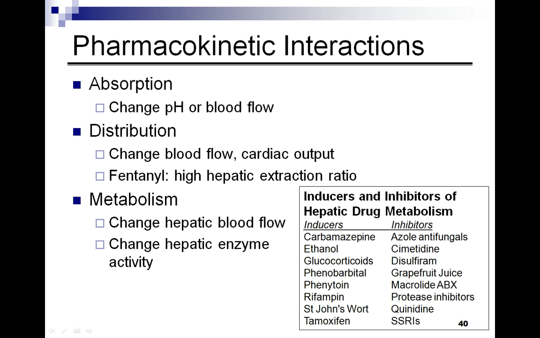There are also pharmacokinetic interactions, and these are interactions that occur at every step of the pharmacokinetic pathway. So for example, if you have a drug that changes absorption due to pH or blood flow, a drug that changes distribution, again by changing blood flow or cardiac output, drugs that change metabolism by changing hepatic blood flow or having an impact on enzyme activity. And it's good for you to be aware of drugs that are inducers and inhibitors of hepatic metabolism, because these drugs can have an effect on the way we conduct our anesthetics.